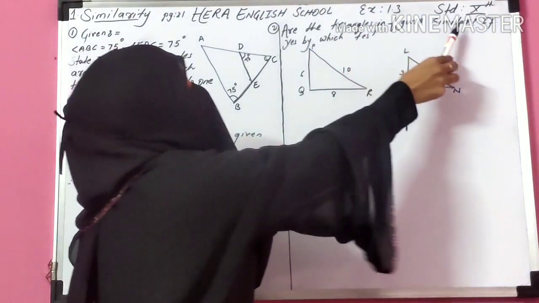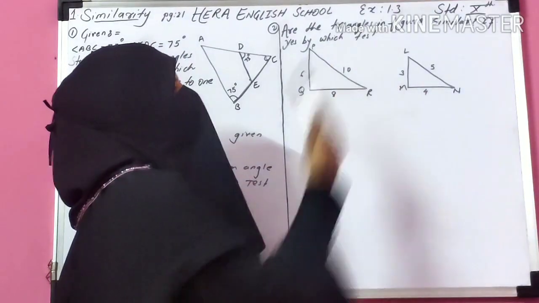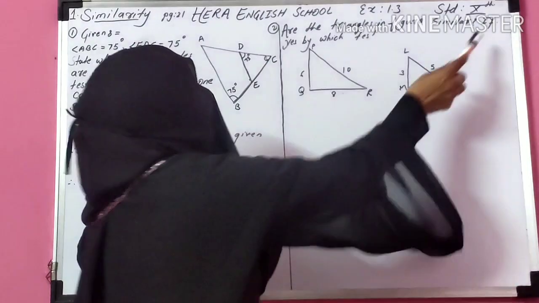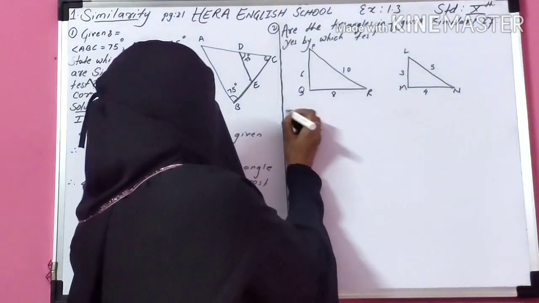Are the triangles in the figure similar? Here you observe the two triangles given to you, and the question is, are these two triangles similar? If yes, by which test? Let's start the solution.